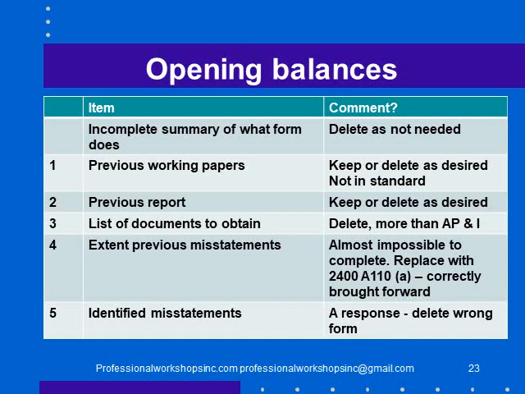We're going way beyond analytical procedures and inspection. We're getting a whole library of documents, and we probably don't want to have all of these client documents in our possession. Anyway, extent of previous misstatements. Now those questions are probably impossible to complete. We probably can't figure that out. I would replace it with 2400A110A: are the balances correctly brought forward? And identified misstatements, that's a response. What we're doing about misstatements that are identified is in the wrong form. Delete it.